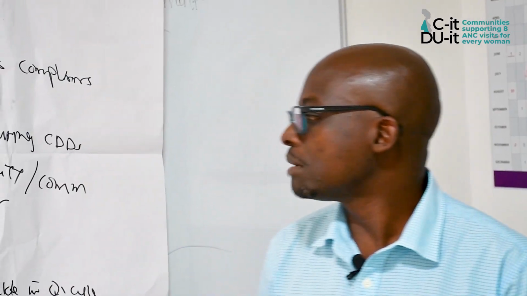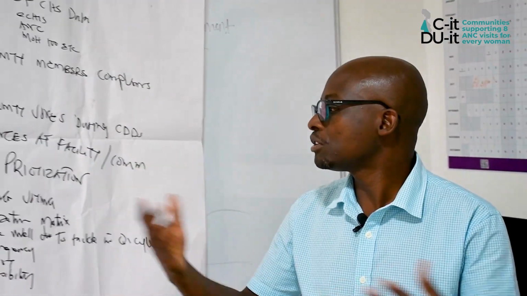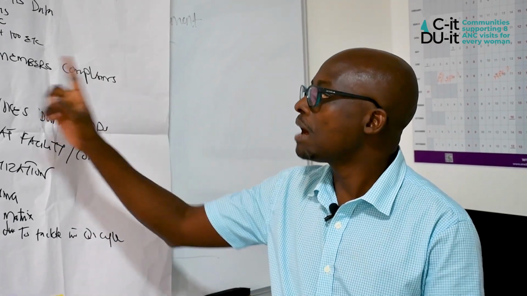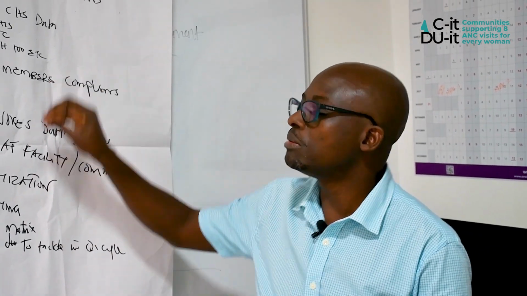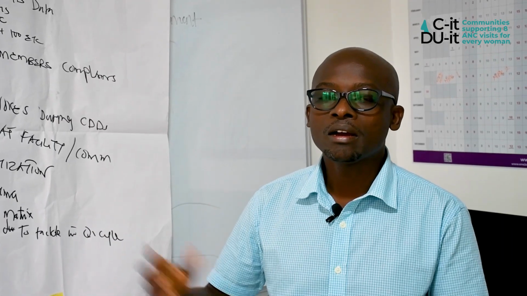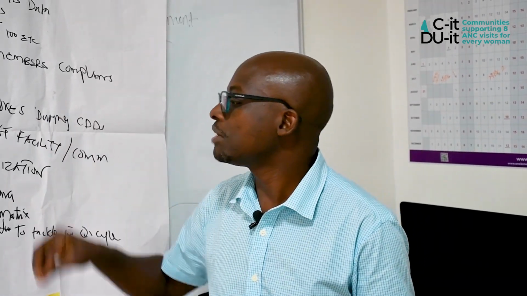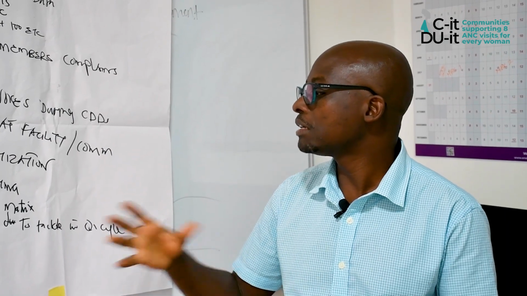Another way is you can look at a prioritization matrix. A prioritization matrix is whereby everybody will have a matrix where everybody will be able to place their vote depending on what they feel is the first problem that needs to be tackled.